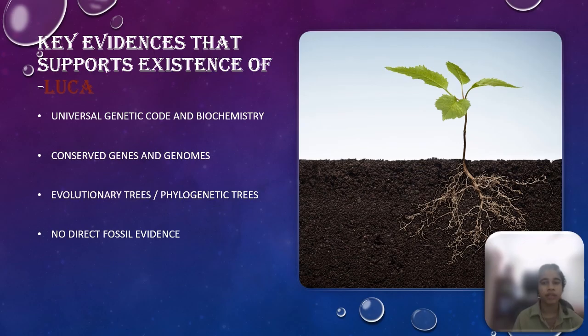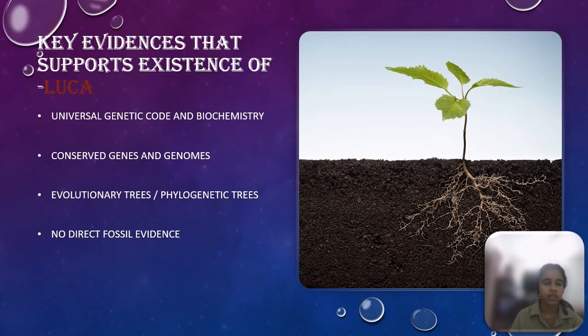some of the evidence that supports the existence of LUCA. One of the major pieces of evidence is the presence of a universal genetic code and its biochemistry. All living organisms share the same functional genetic code and common mechanisms for DNA replication, transcription, and translation. This strongly points to the presence of a shared ancestor.